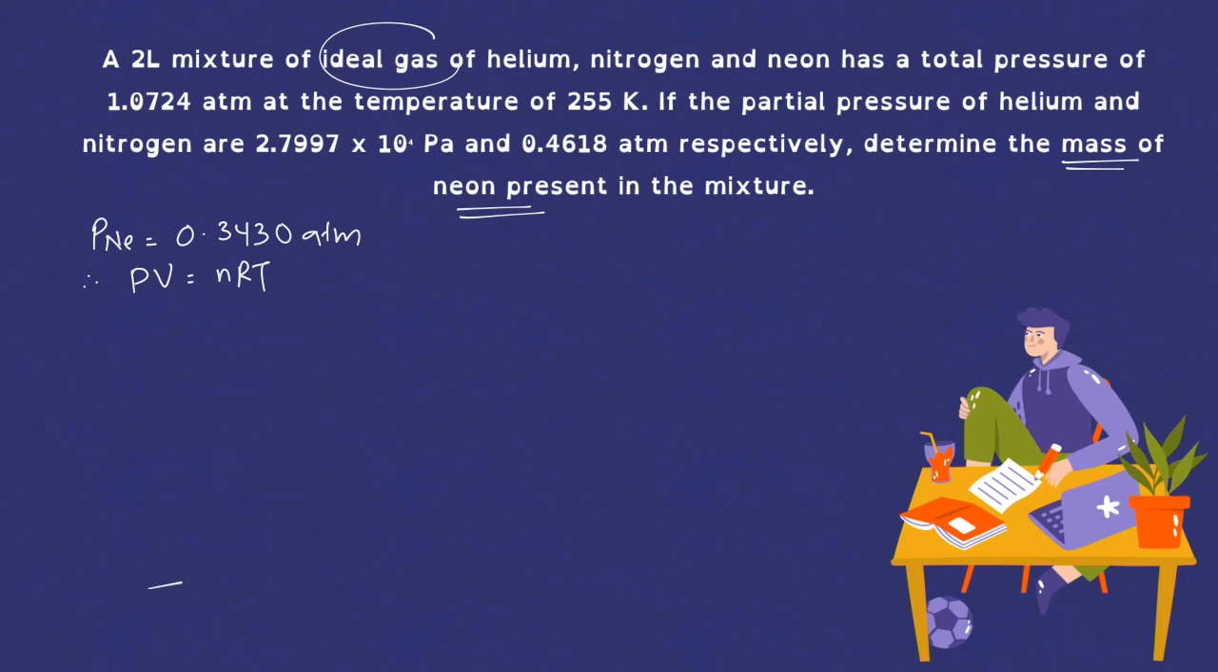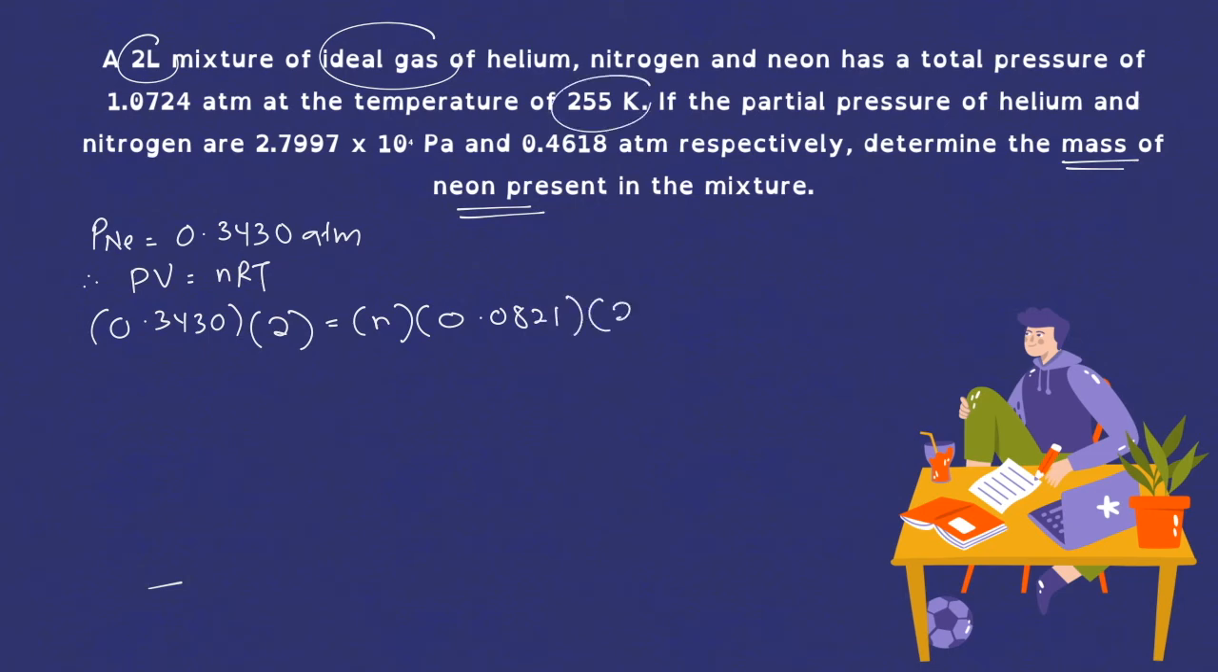So your pressure for neon is 0.3430 atm, and this mixture is being put in a 2-liter container. So 2 liter is your volume, and your n is the one that you want to calculate. R is the gas constant, 0.0821, and your temperature is given to you in the question, which is 255 Kelvin.